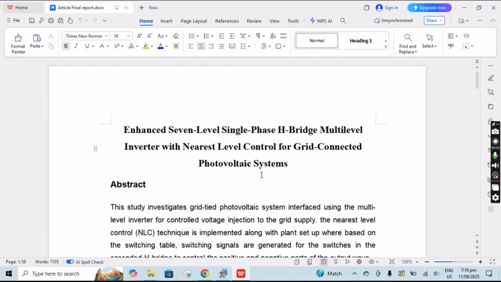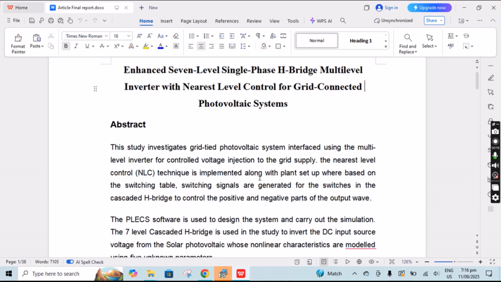Hi, this project is about an enhanced 7-level single-phase H-bridge multi-level inverter with nearest level control for a grid-connected photovoltaic system. This project is built in the PLECS software as well as in MATLAB. In this project we investigate a grid-tied photovoltaic system interfaced using the multi-level inverter, for controlled voltage injection to the grid supply.